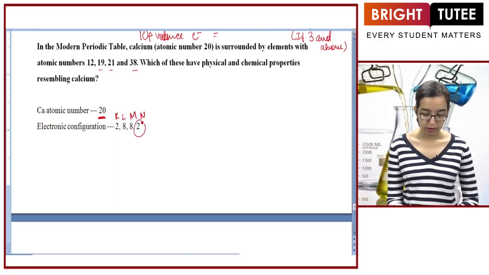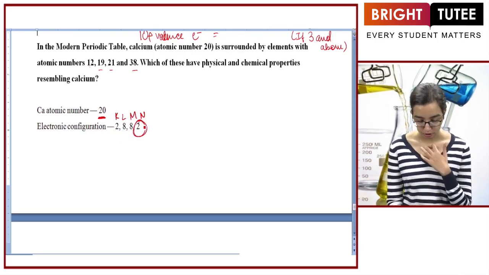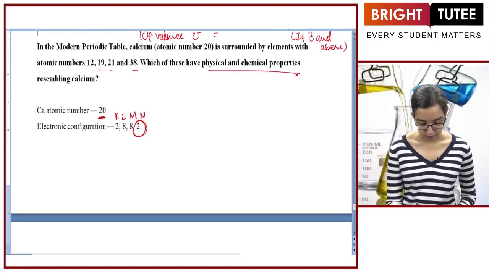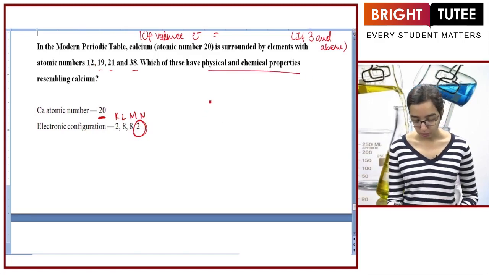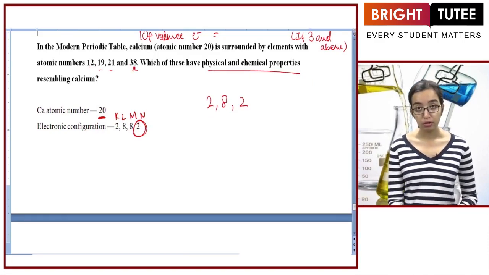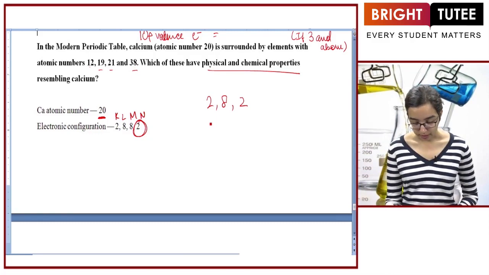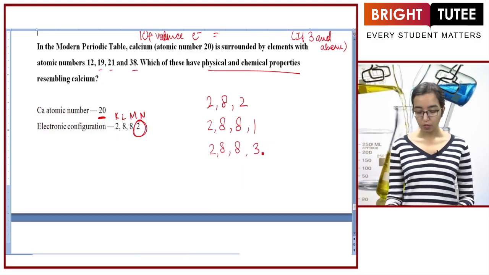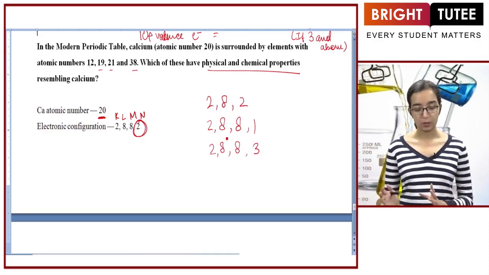Now we need 2 electrons in the outermost shell to achieve similar chemical and physical properties. Now 12 would be 2, 8, 2. You will not be able to solve the higher elements because they have separate rules, but 19 would be 2, 8, 8, 1. 21 would be 2, 8, 8, 3. So 38 will have separate rules, and that is why I am not solving it here.